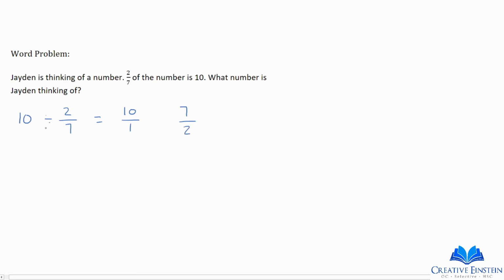And we no longer divide, we now times. 10 times 7 is 70. 1 times 2 is 2. 70/2 is exactly the same as 70 divided by 2. The answer is 35. So Jaden is thinking of 35.